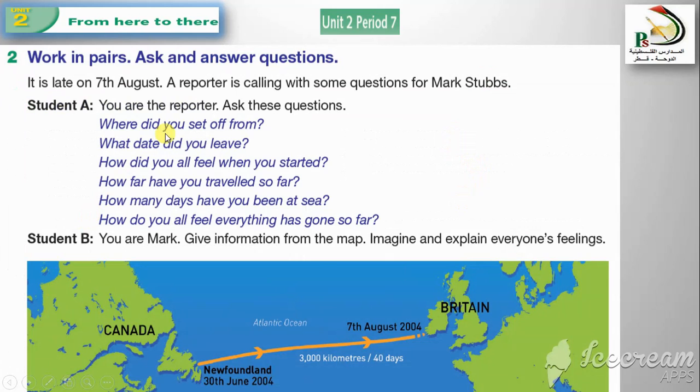Heading to question number 2. Ask and answer questions. It's late on 7th August. A reporter is calling with some questions for Mark Stubbs. See, they are here. And it is before the storm. A reporter is calling and he or she has a few questions. Some questions are in the past and these 3 are in the present perfect. So according to the tense of the question, we will answer.